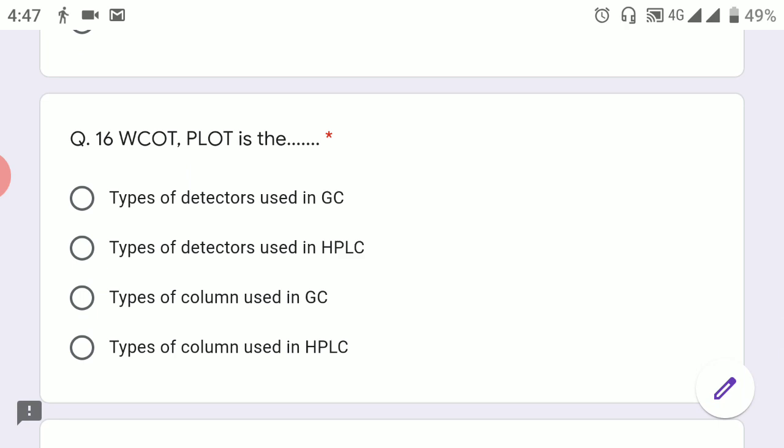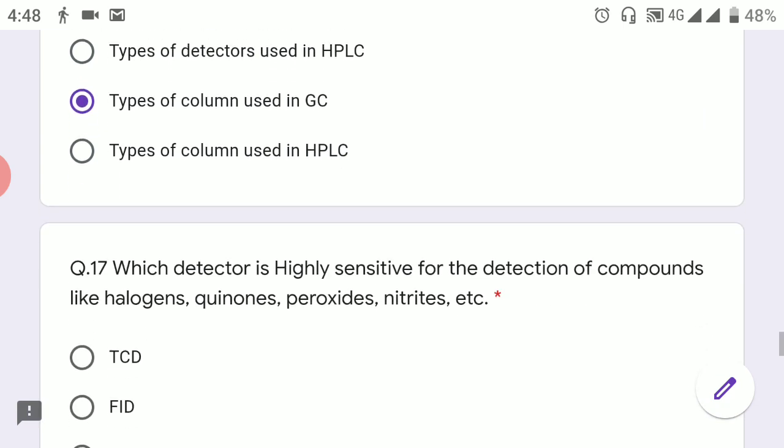WCOT, PLOT. WCOT is wall coated open tubular column, and PLOT is porous layer open tubular column. So these are types of columns. If you see here, options 1 and 2 become nullified. Now we have to choose between options 3 and 4. So WCOT and PLOT, we have discussed in a few questions before. These are the types of columns used in GC. So the answer is this one, C.